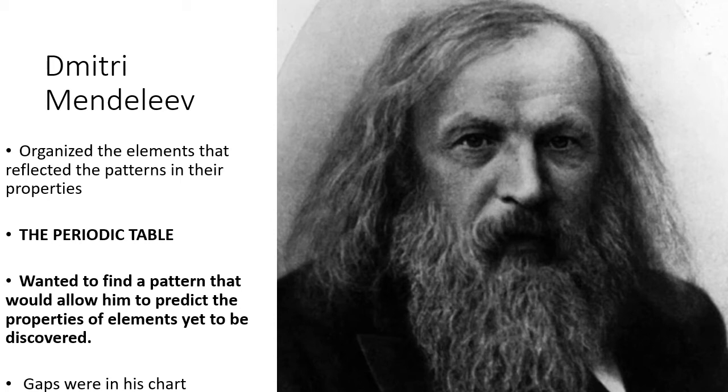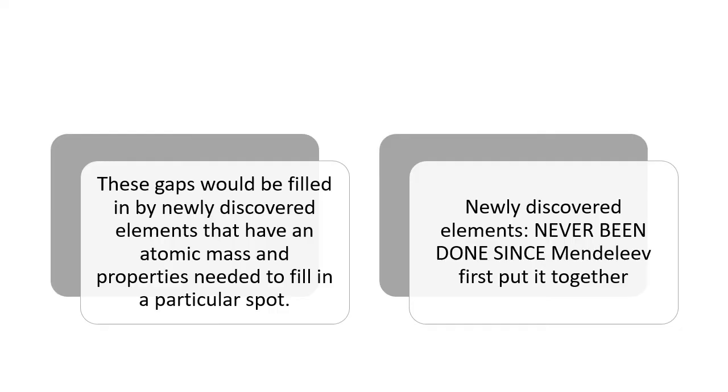Okay, so he wanted to find a pattern that would allow him to predict the properties of elements yet to be discovered. So if there were any missing gaps in the periodic table, he organized it in such a way that he was able to predict the properties of any missing gaps. Okay, these gaps would later be filled in by newly discovered elements that have an atomic mass and properties needed to fill in a particular spot. Newly discovered elements have continued since Mendeleev first put it together, which is why the year 2016 was pretty significant, because the scientists managed to fill in those gaps on the periodic table and name them.